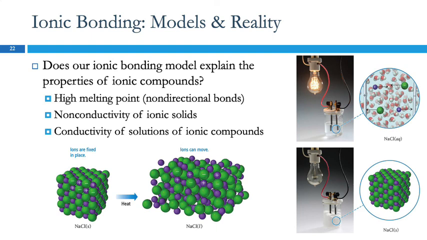It's always good to ask if the model explains actual observations. And this ionic bonding model does. Ionic compounds have high melting points, and this is due in large part to non-directional bonds. So they are attracted in all directions. So it takes a lot more energy to cause them to melt.